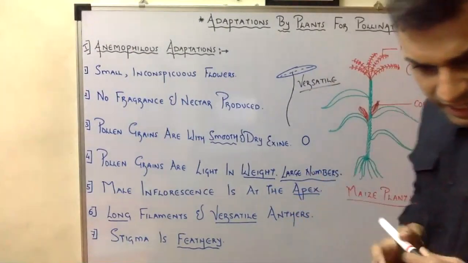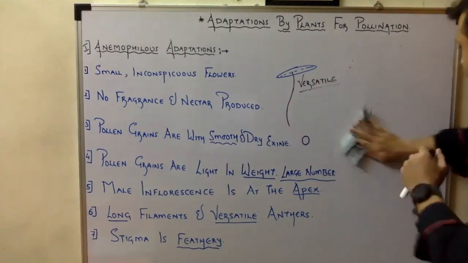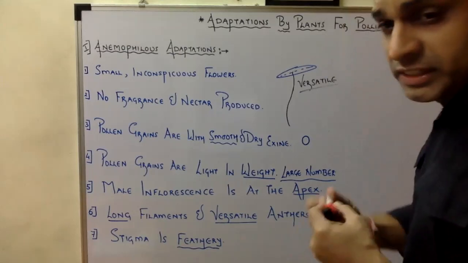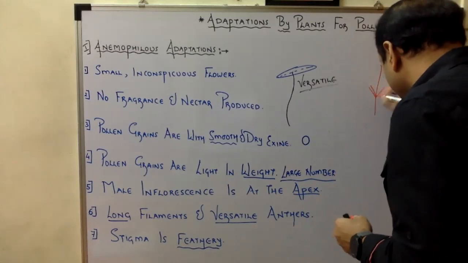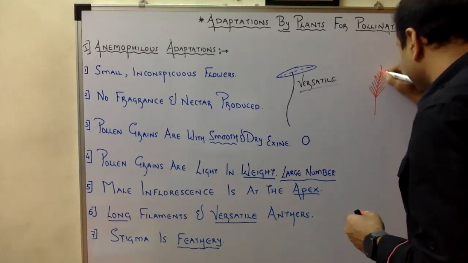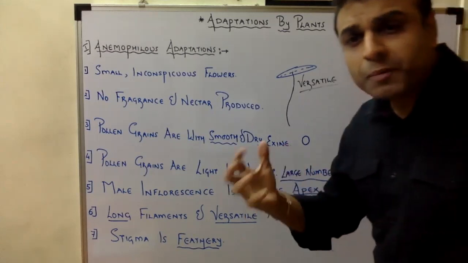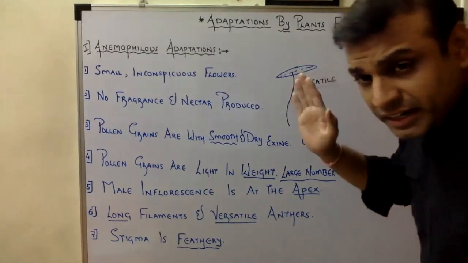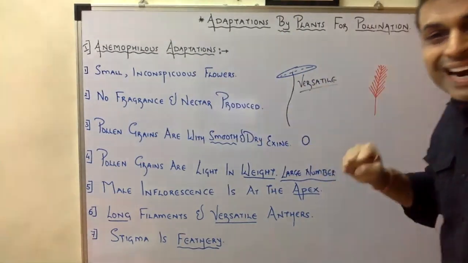I will just quickly erase this part and let us understand what is feathery stigma. Okay. Now if you observe the stigma, you can see that the stigma looks something like this. Now this particular stigma is called as feathery stigma. Now feathery stigma allows easy trapping of pollen grains. Okay, यानी अगर समझो wind current है, तो wind current के साथ अगर pollen grain है, तो ये feathery stigma उसको आसानी से trap कर सकता है.